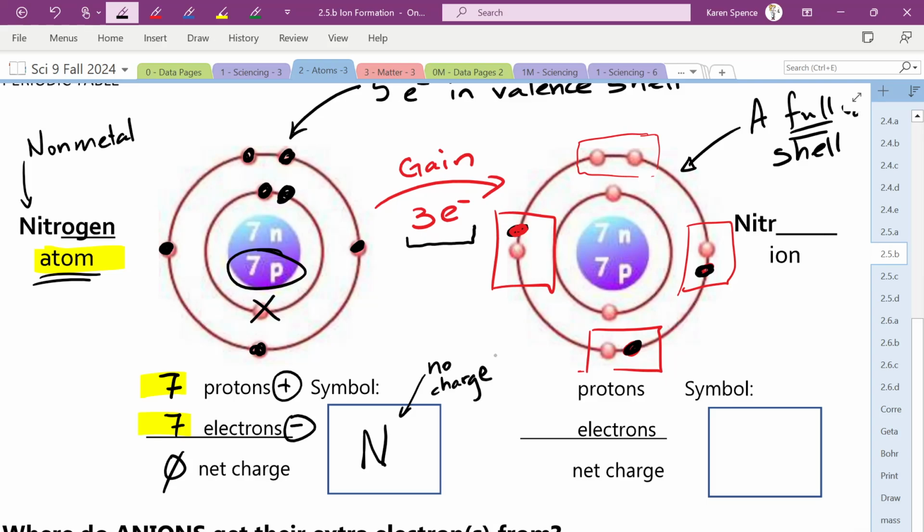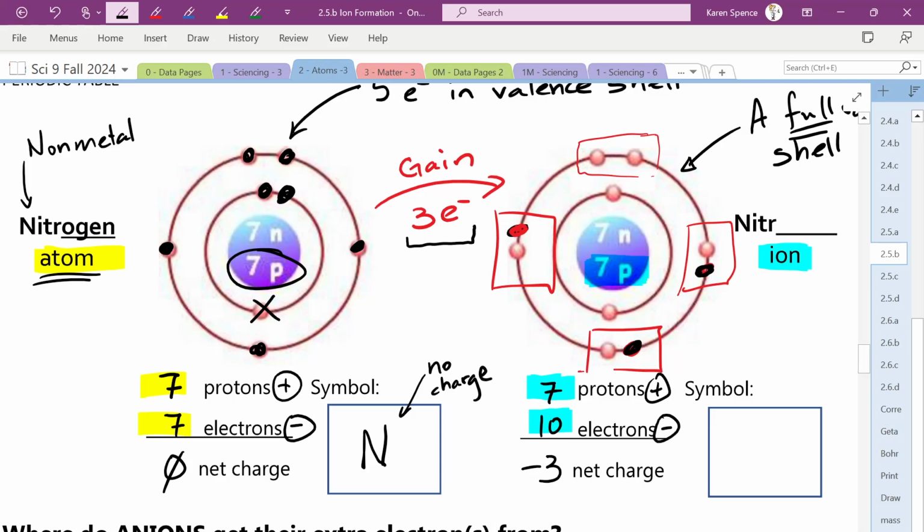Now we go over to our ion. And again, we're going to count up the protons and the electrons. We have 7 protons. It tells us that. And now how many electrons do we have? We no longer have 7, we have 10 electrons. So that means we have 7 positive things and 10 negative things. And if we have 7 positive and 10 negative, what charge do we get? -3. We get -3.